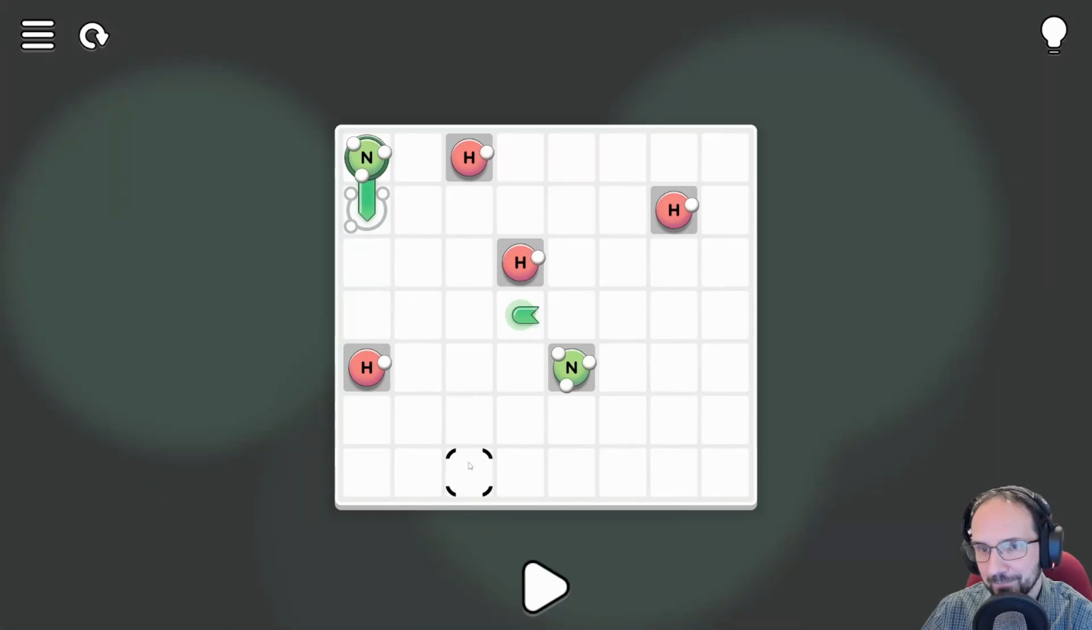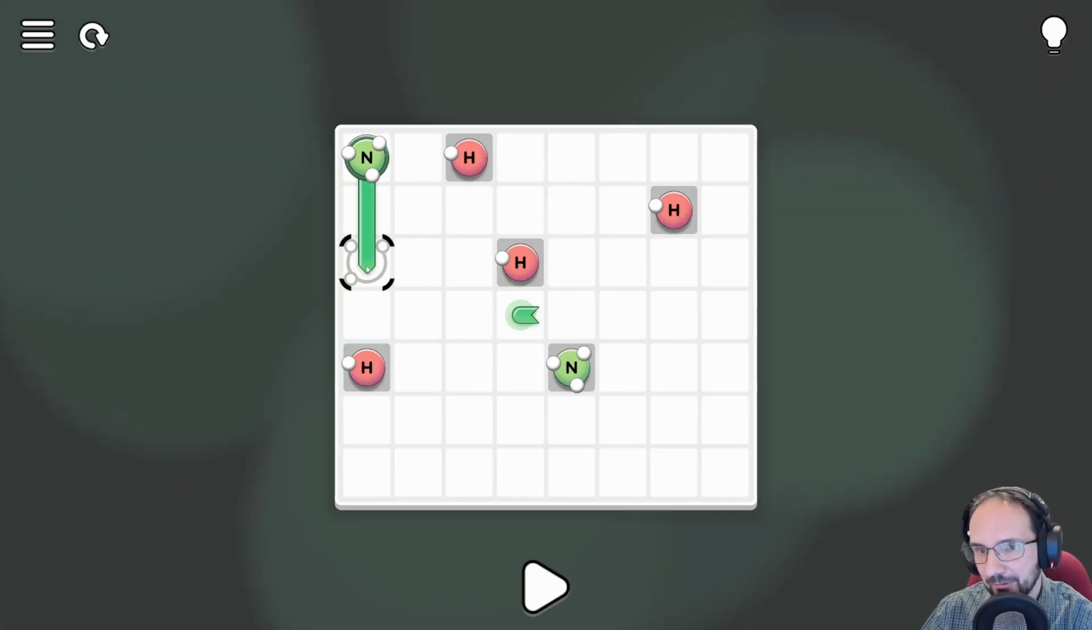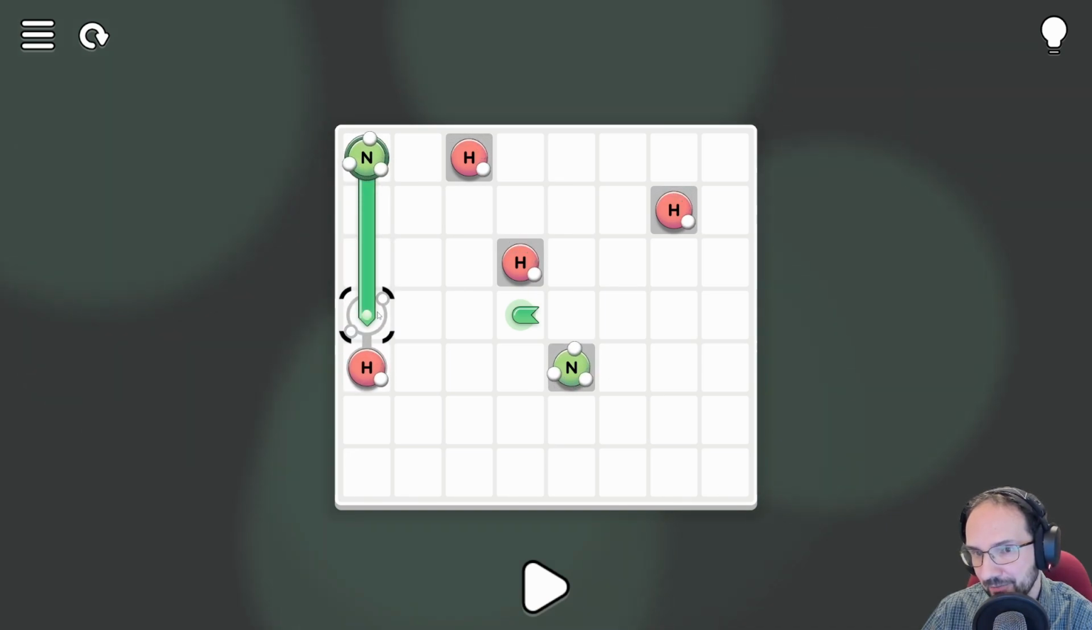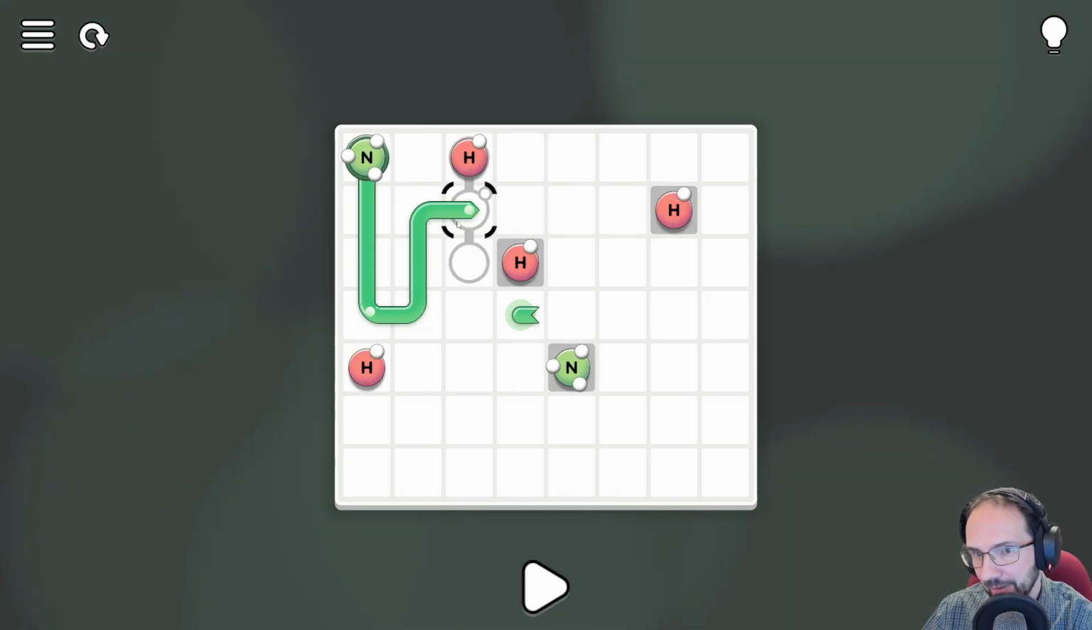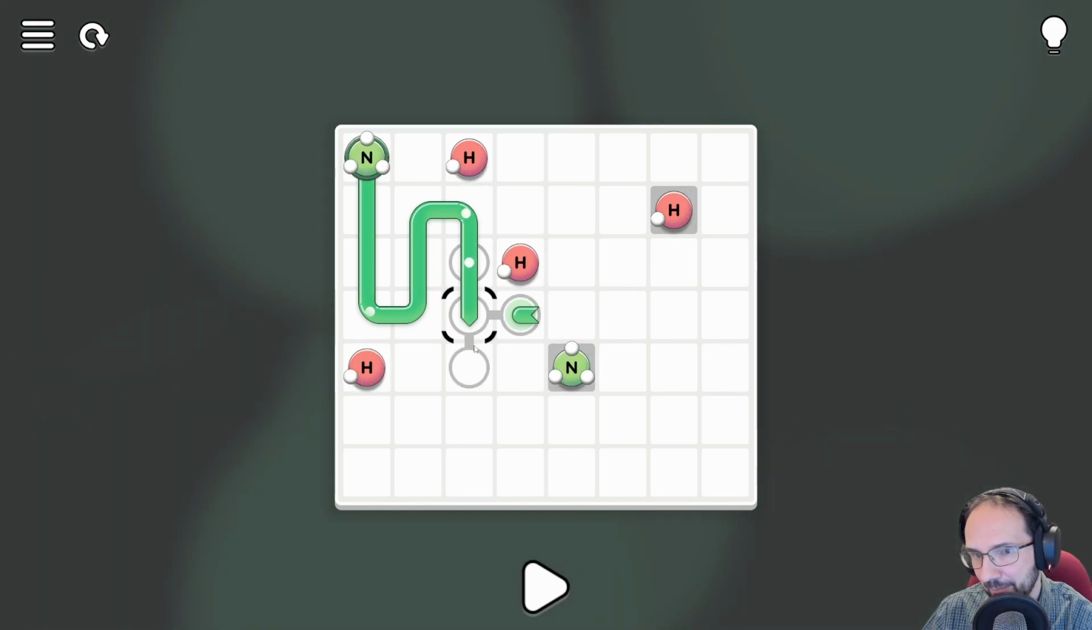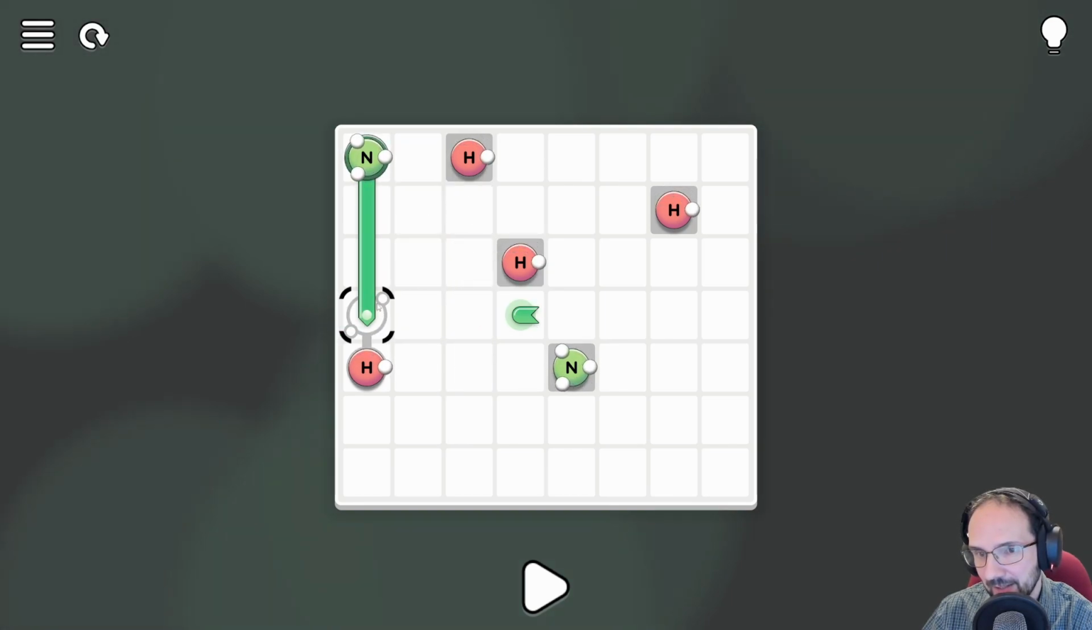Puzzle 4. Okay, starting with the nitrogen, so we will grab... Let's grab this hydrogen first. And then let's grab... I feel like I should get the hydrogen at the top. But then I grab that, and then we don't have any bonds left on any of our atoms, so we're stuck. So it can't be that.